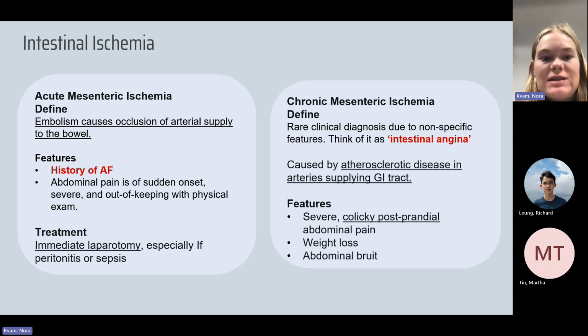In chronic mesenteric ischemia, it presents very differently to acute mesenteric ischemia. You have more intestinal angina. The patients will often present with colicky pain after eating, and weight loss. And when you listen to the blood vessels, it sounds like turbulent flow.